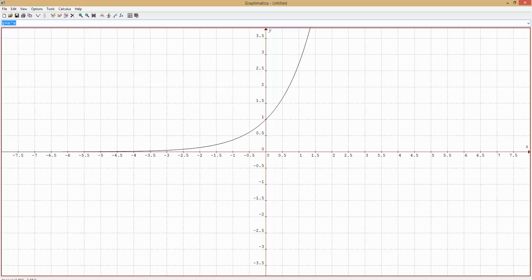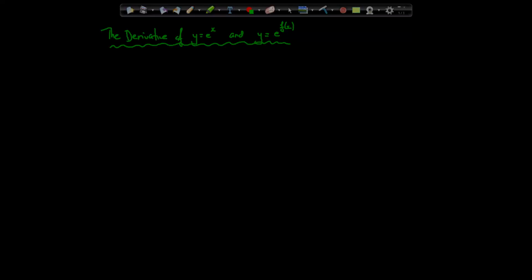So let me just swap over to using a little bit of pen tool for a moment. So guys, what we've just been looking at with Graphmatica there was, if we have our exponential function, and we just graph that, what we're seeing is that the slope at any point, in other words the derivative, is also equal to e to the power of x.